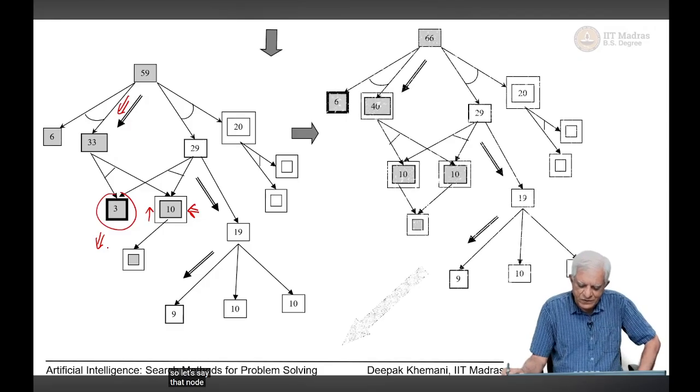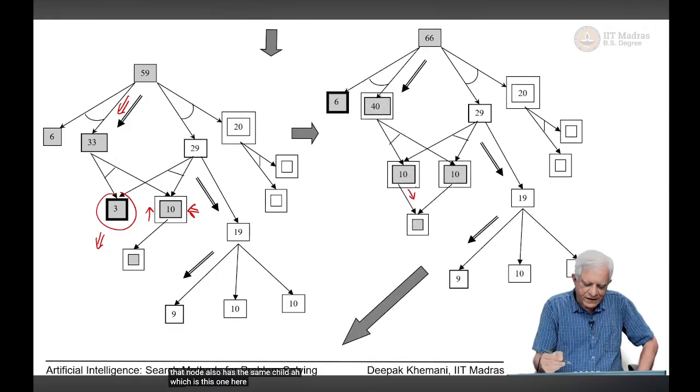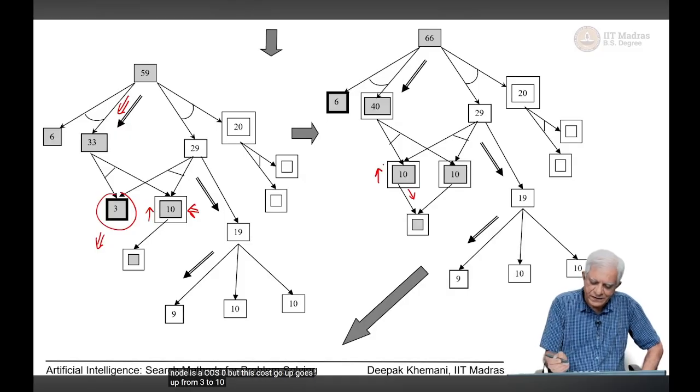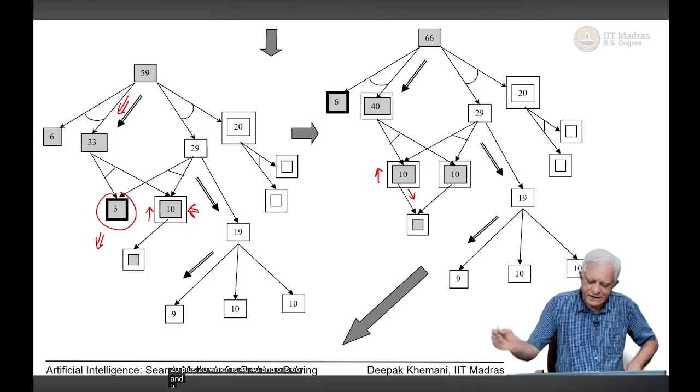So let's say that node also has the same child, which is this one here. And because it has a cost 0, the leaf node has a cost 0, but this cost goes up from 3 to 10. And so now it is 20 plus 20, which is 40. 40 and 6 is 66. And it is marked as the best choice.